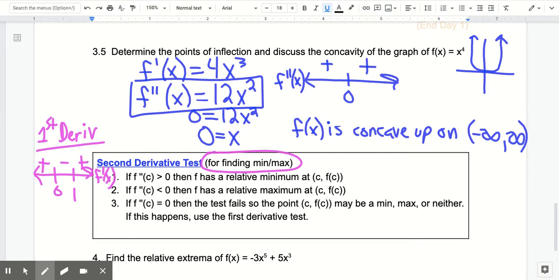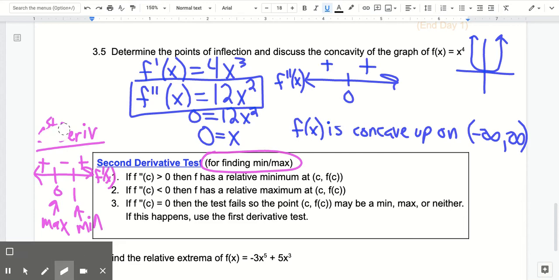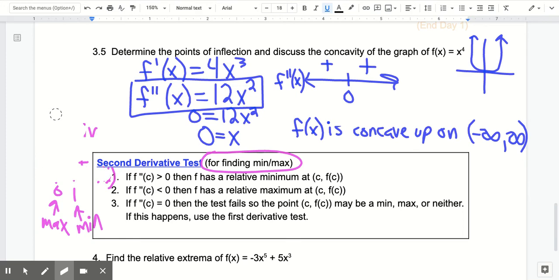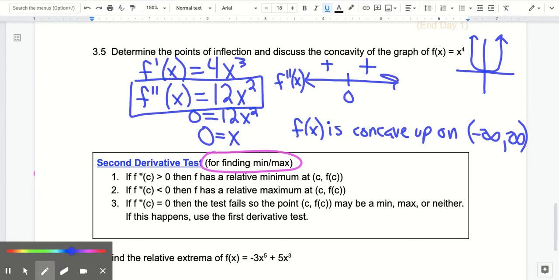So if it changed from increasing to decreasing, we said this was a relative maximum. And if it changed from decreasing to increasing, this was a relative minimum. That was the first derivative test, and we were finding minimums and maximums. So we're not doing the first derivative test anymore. We're doing something called the second derivative test, but it is still a way to find minimums and maximums. So what we're going to do is find those critical points again. The critical points are C.